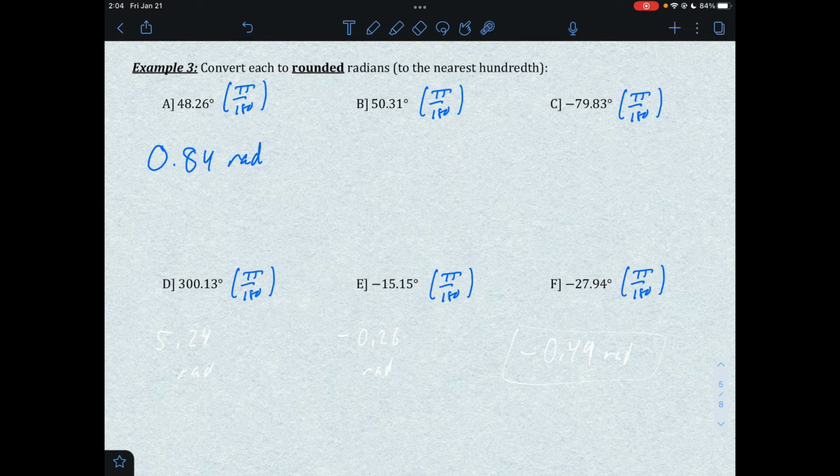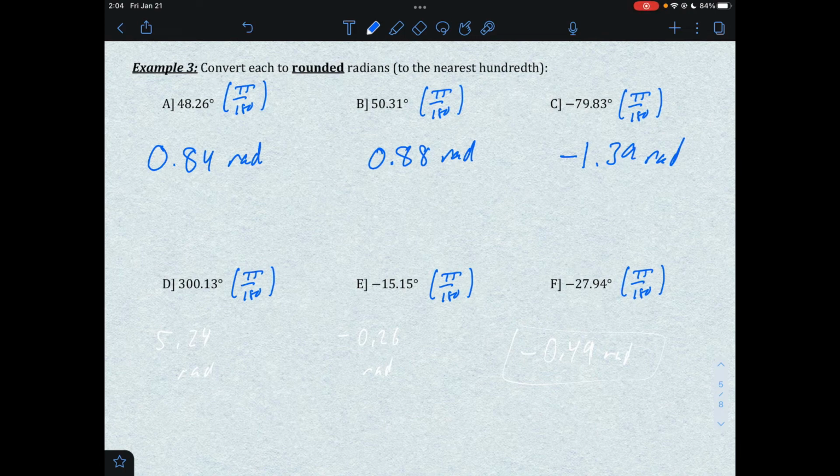Part B, multiply this times pi over 180 in your calculator. Should be 0.88 radians. Okay, part C, same thing. Multiply this, negative 79.83 times pi divided by 180. And we should get negative 1.39 radians.